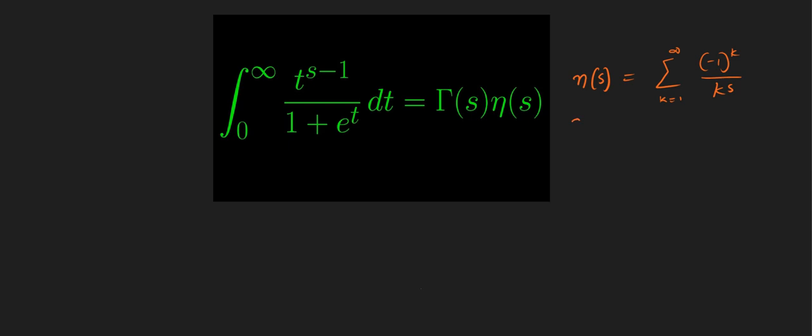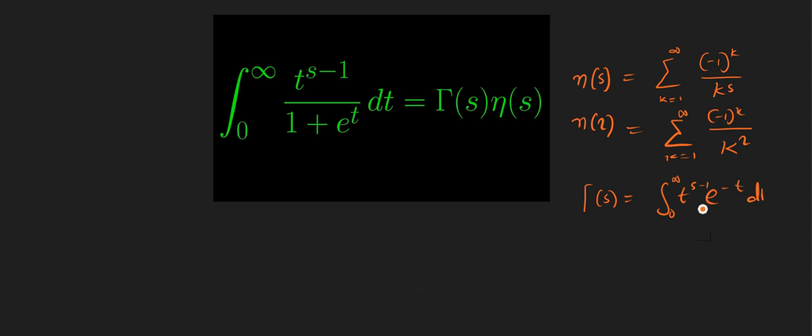Now, for example, eta of 2 would be the sum as k runs from 1 to infinity of negative 1 to the k over k to the second power, and this is related to the Dirichlet zeta function. Why gamma of s? Of course, gamma of s is defined to be the integral from 0 to infinity of t to the s minus 1 e to the negative t dt. So this is how both functions are defined, and we're trying to find the integral relationship between them.